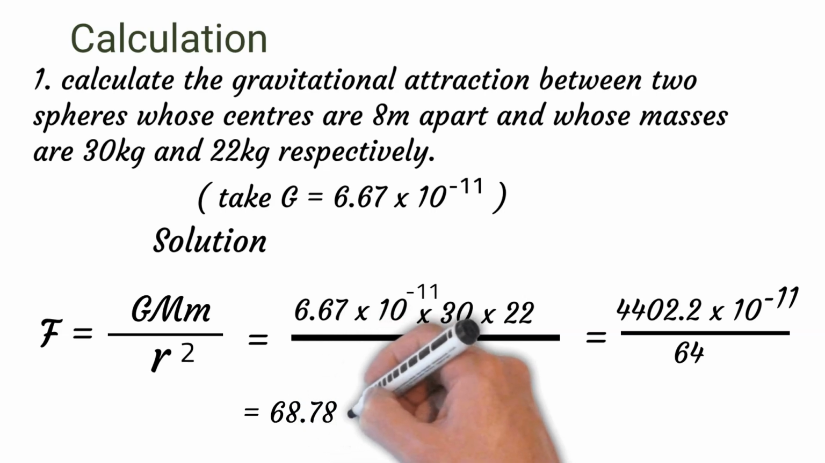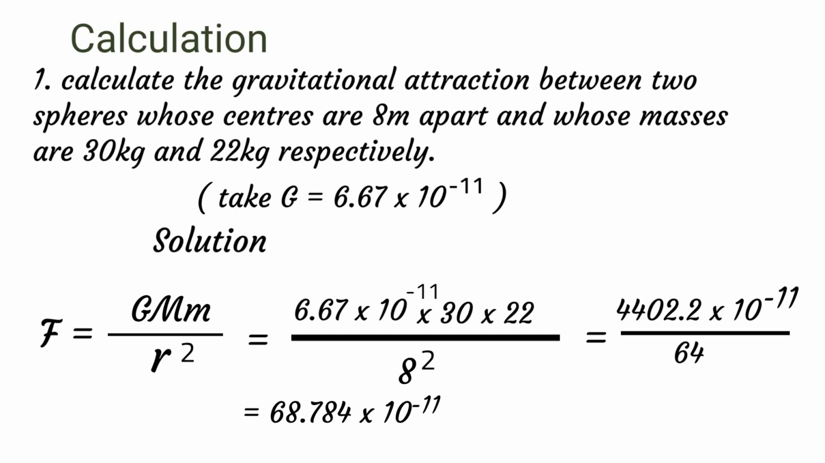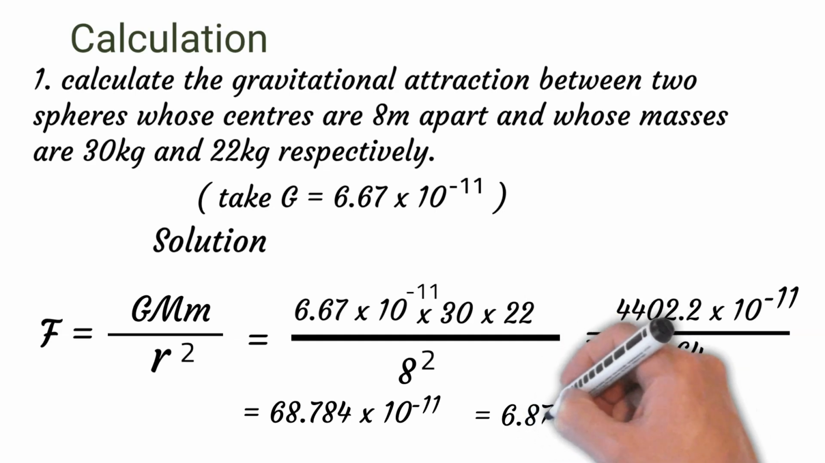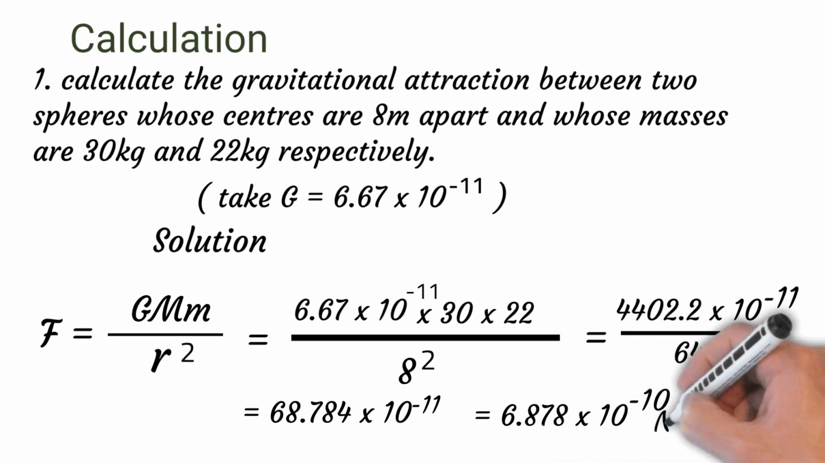Then you're going to have 68.784 times 10 to the power minus 11. If we move the point forward in front of the 6 once, we're going to have 6.878 times 10 to the power minus 10. The power will reduce.